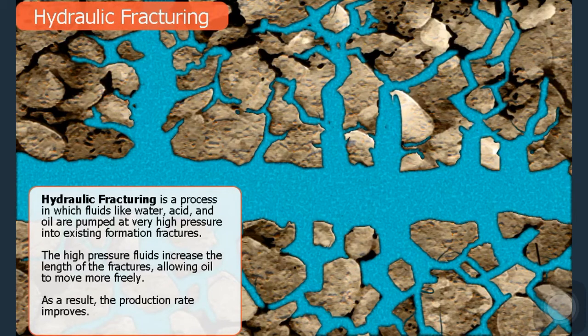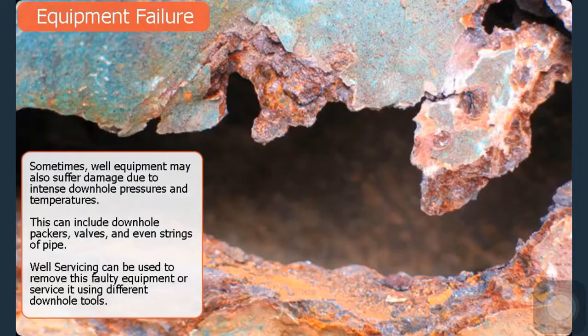Hydraulic fracturing is a process in which fluids like water, acid, and oil are pumped at very high pressure into existing formation fractures. The high-pressure fluids increase the length of the fractures, allowing oil to move more freely. As a result, the production rate improves.